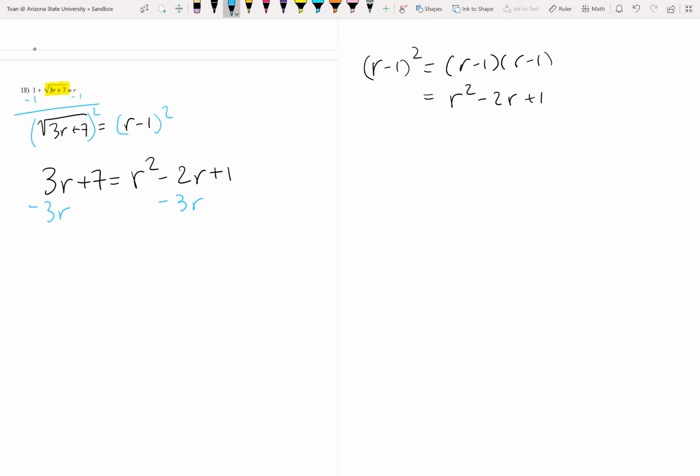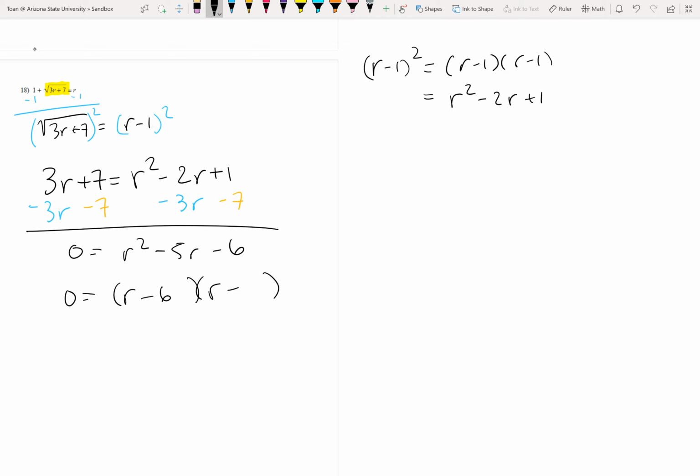Get everything onto one side. I'm going to subtract the 3r, subtract the 7, giving you 0 equals r squared minus 5r minus 6. Solve it by factoring, quadratic formula, completing the square, whatever you want. Ends up this guy is factorable. R minus 6, r plus 1, giving us r equals 6 and r equals -1.